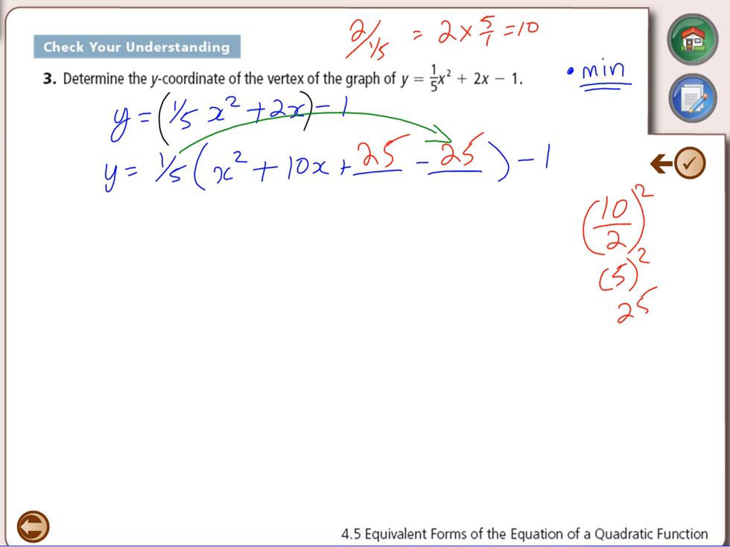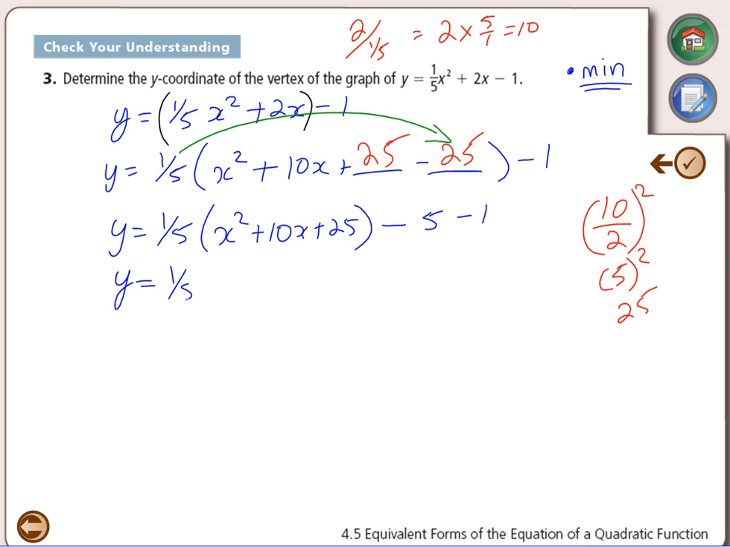So y equals 1/5 bracket x squared plus 10x plus 25 minus 1/5 of 25. That's 5, minus 1. Hey, you know what? We can start combining things together. You can start skipping some steps. We know that it's going to combine together. X squared plus 10x plus 25, you made it. It's x plus whatever's right before you squared it. Same sign. Plus 5 squared. Minus 5 minus 1, minus 6. There's your completed square form.